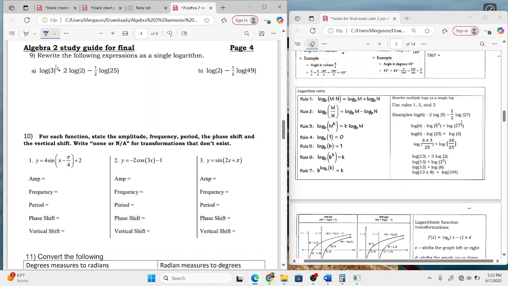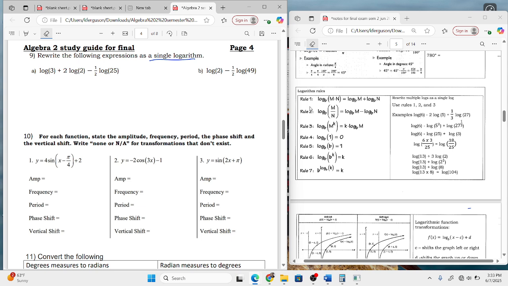So next page. Rewrite the following expressions as a single logarithm. Just in case you didn't know, that's 3 and this is 2. We want to write them as a single logarithm. Not both of them, not all 5, but this problem we want to write as a single logarithm, and this problem we want to write as a single logarithm. Well, we're going to go back to those logarithm rules. And right here, we're going to use rules 1, 2, and 3.